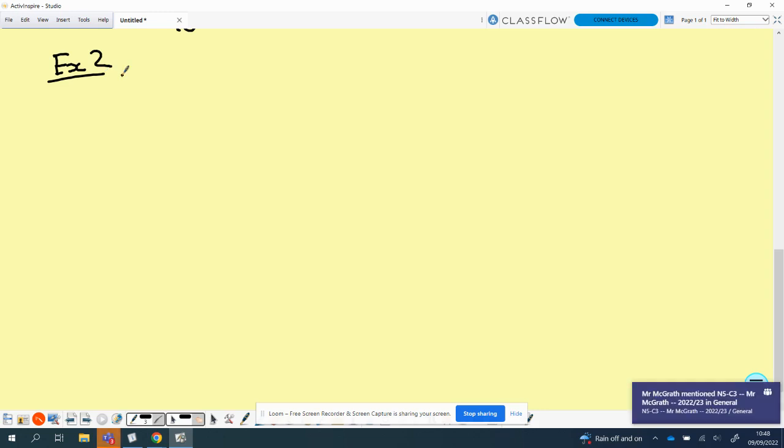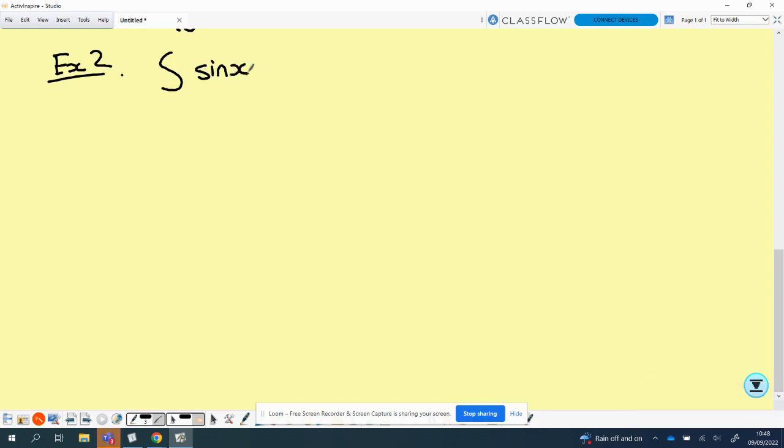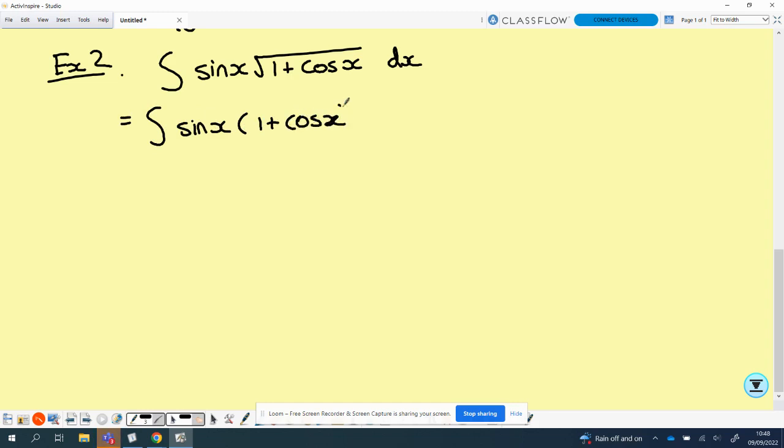So we're going to have the integral of sine x root 1 plus cos x dx. Okay. Now, just before we even start this question, we can write the root as to the power of half. Okay. Now, the substitution that we're allowed to do for this question, it tells us to let u equal 1 plus cos x.